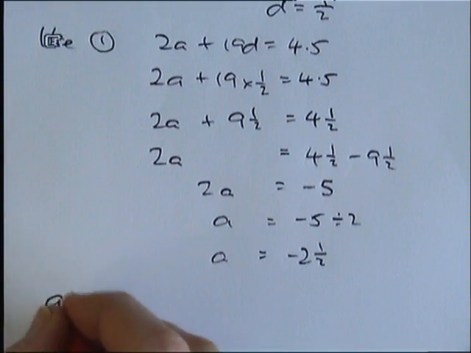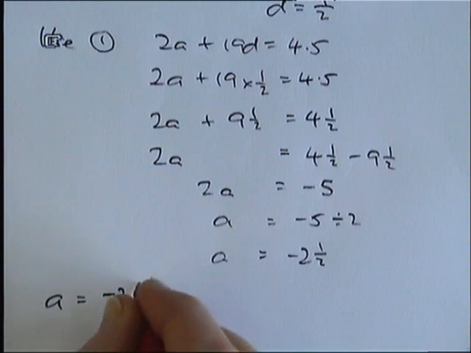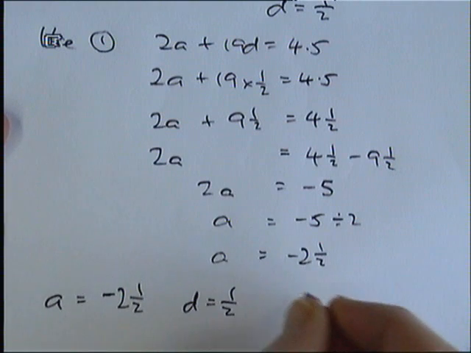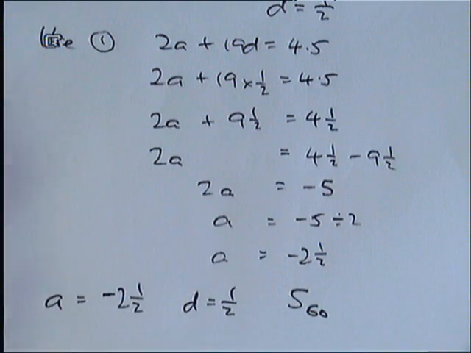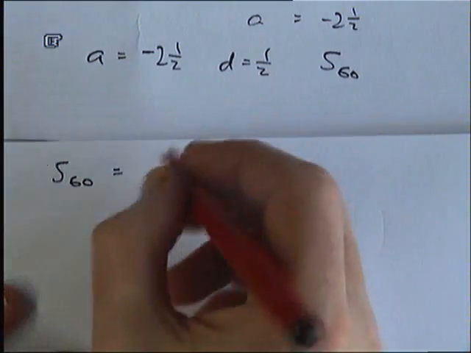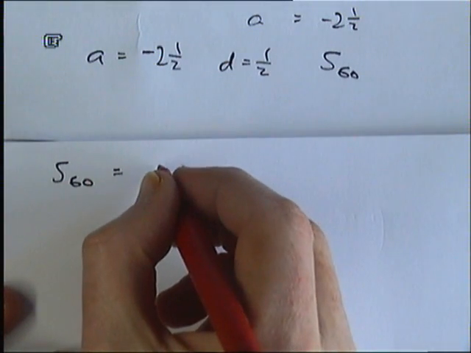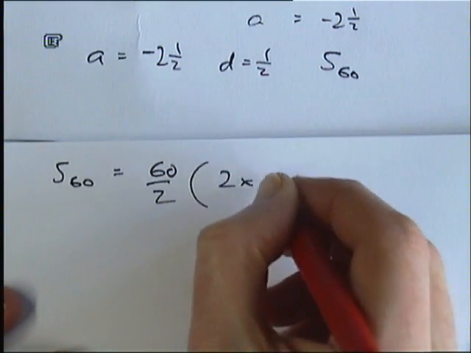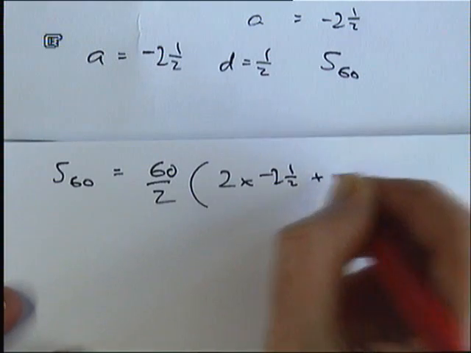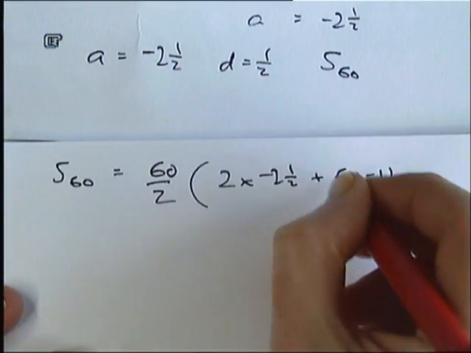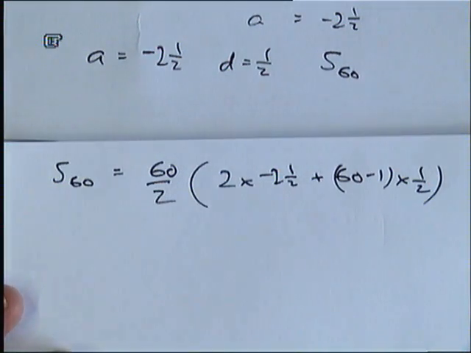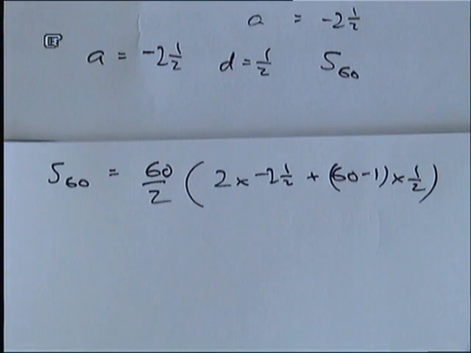So now I know that a is equal to minus 2.5, and I know that d is equal to a half. I can go on and find out what I need to, which is the sum of the first 60 terms. The sum of the first 60 terms, using the formula before, will be n over 2, 2a plus n minus 1 d. It's just a case of substituting the values into the formula.